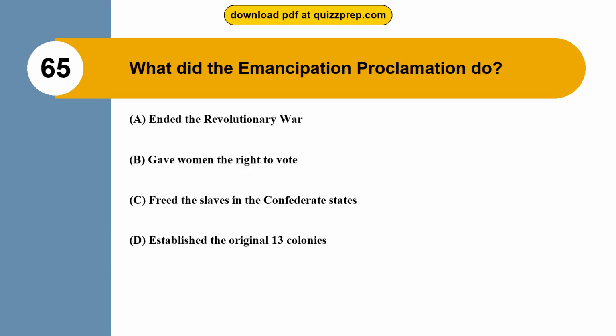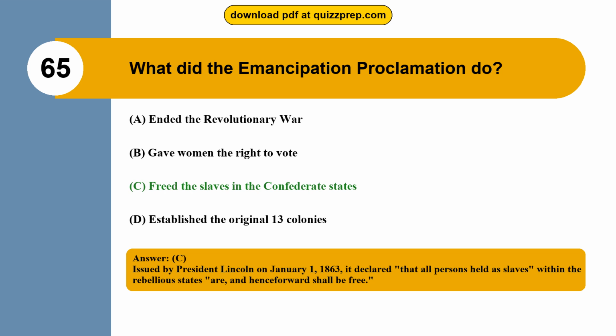Question 65. What did the Emancipation Proclamation do? Option A, ended the Revolutionary War. Option B, gave women the right to vote. Option C, freed the slaves in the Confederate States. Option D, established the original 13 colonies. The correct answer is option C, freed the slaves in the Confederate States. Issued by President Lincoln on January 1, 1863, it declared that all persons held as slaves within the rebellious states are, and henceforward shall be free.